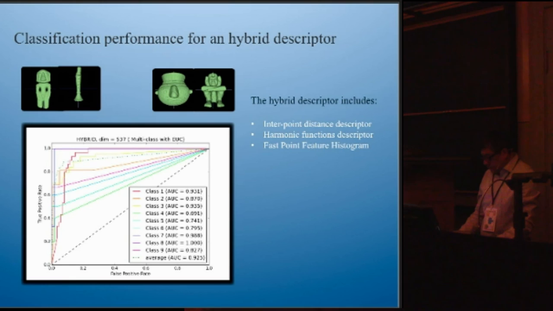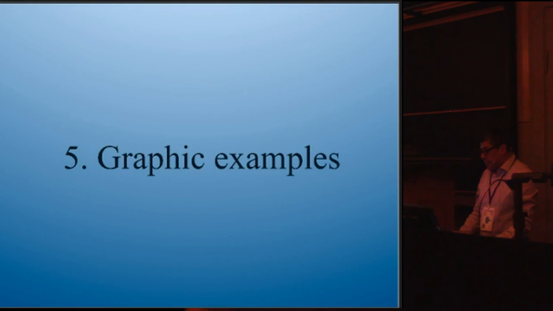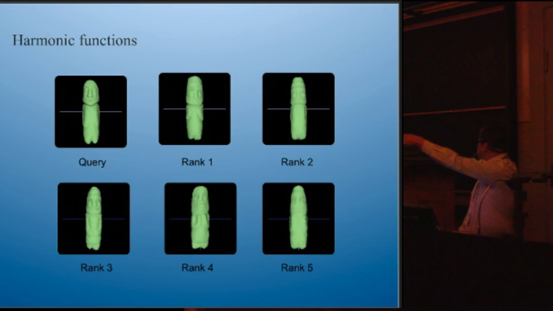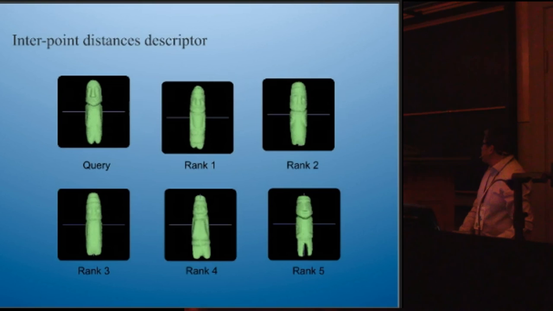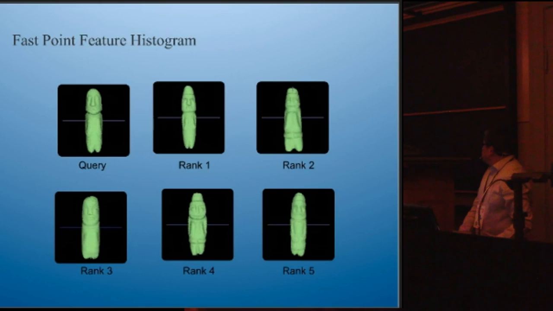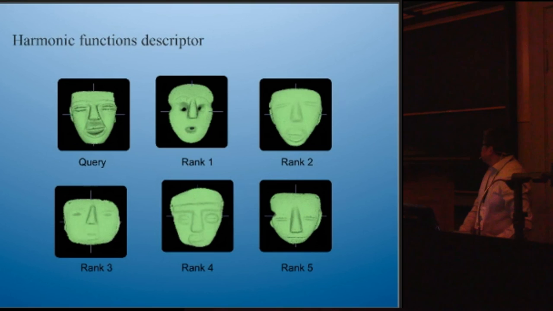Finally, I will show you some graphic results of the queries performed with this hybrid descriptor. In this case, the query object is this one, and these are the results that we obtained. You can see that it's not mixing a mask, for example, in this query. So it's working quite well, actually. And this is the hybrid descriptor, which is the best descriptor. In this case, the harmonic functions is also good.